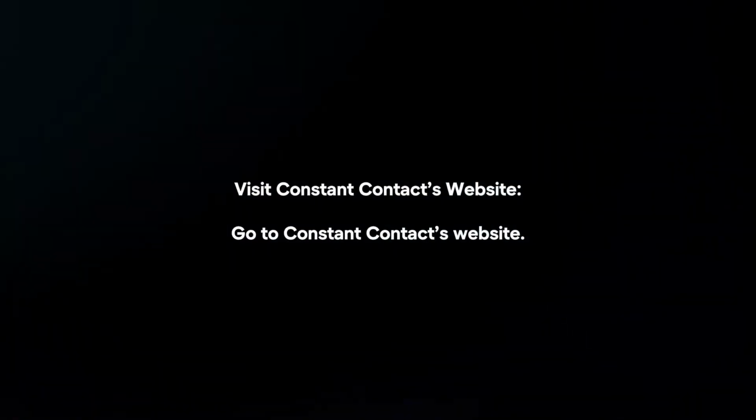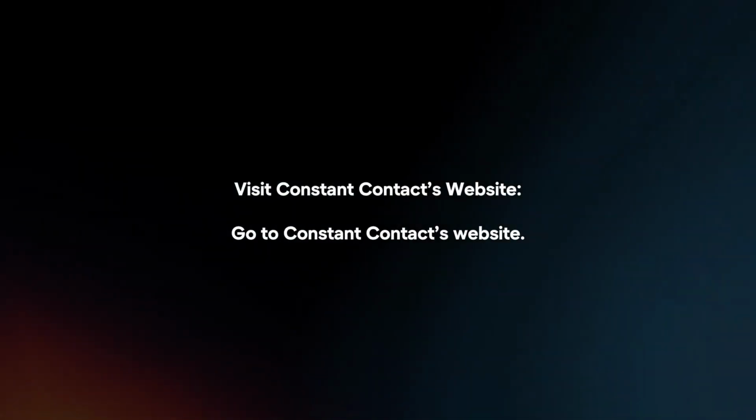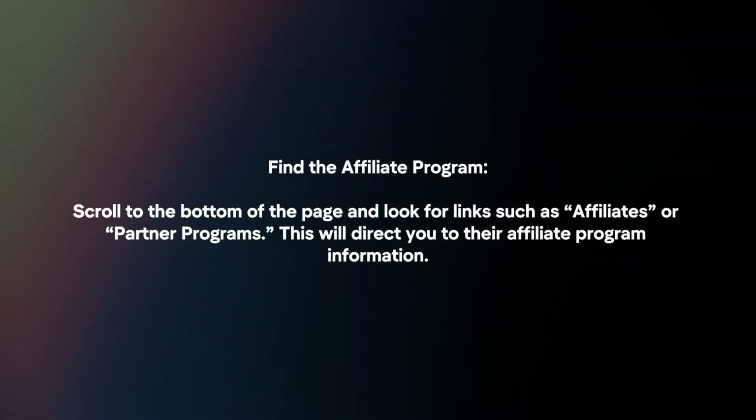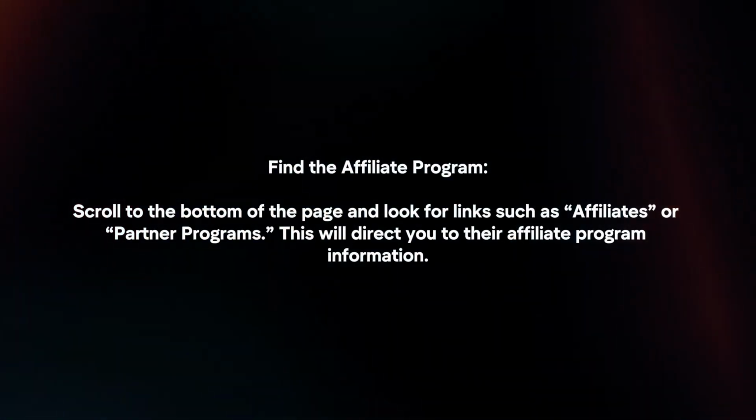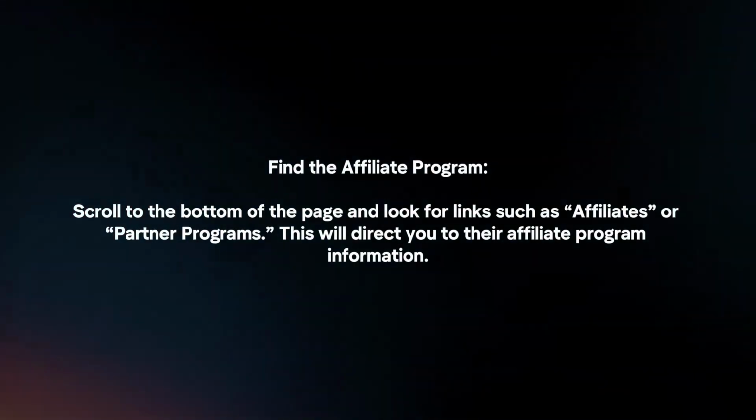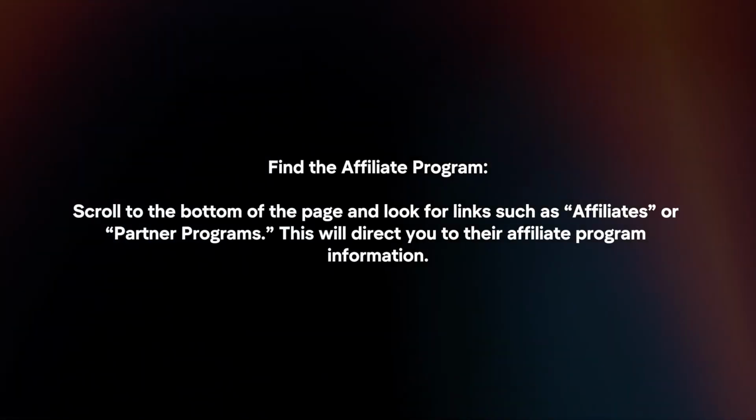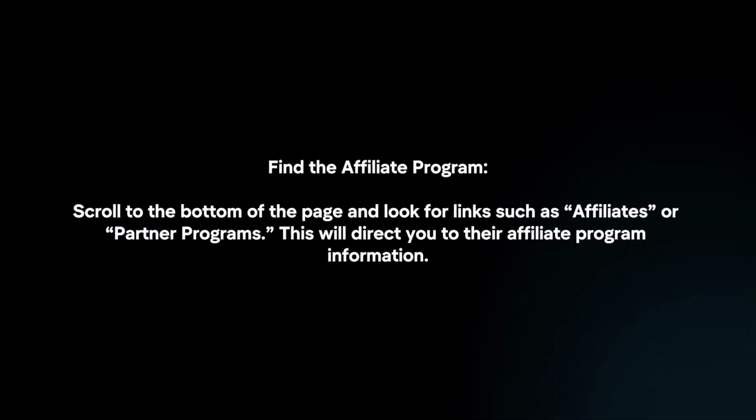Visit Constant Contact's website. Go to Constant Contact's website. Find the affiliate program. Scroll to the bottom of the page and look for links such as affiliates or partner programs. This will direct you to their affiliate program information.